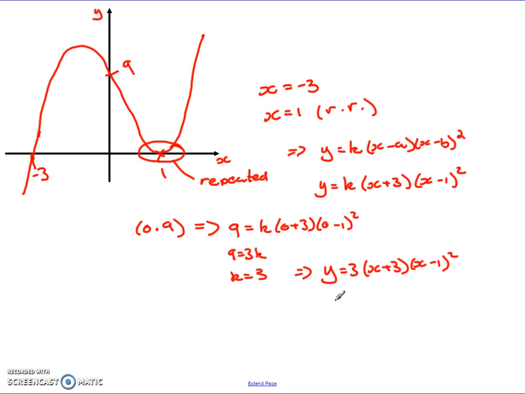Again, could leave it in this form, that's fine, but if asked for an expanded version of it, multiply all the brackets, and what you get is y equals 3x cubed plus 3x squared, take away 15x plus 9. There you go, you've got your final answer. Key to remember that you need those two bits of information. You need the roots, and you need to determine if any of them are repeated roots, and you also need the y-intercept or a key point. If the graph goes through the origin, you'll need another key point somewhere on the graph. You can't just use (0, 0). You won't get the answer you're after.